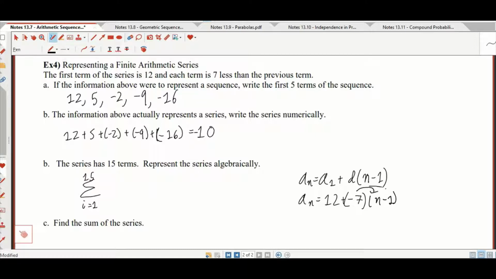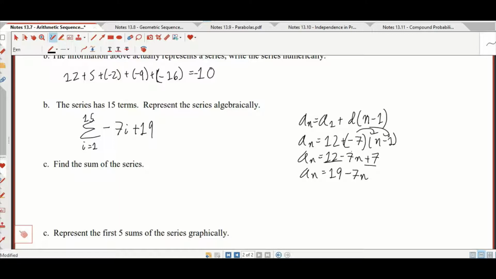Now we're going to distribute those in. A sub n equals 12 minus 7n plus 7. 12 plus 7 is 19, minus 7n. Now the only difference here is we want to replace that with an i, and I'm going to put it like this: negative 7i plus 19. That's how I would do that.